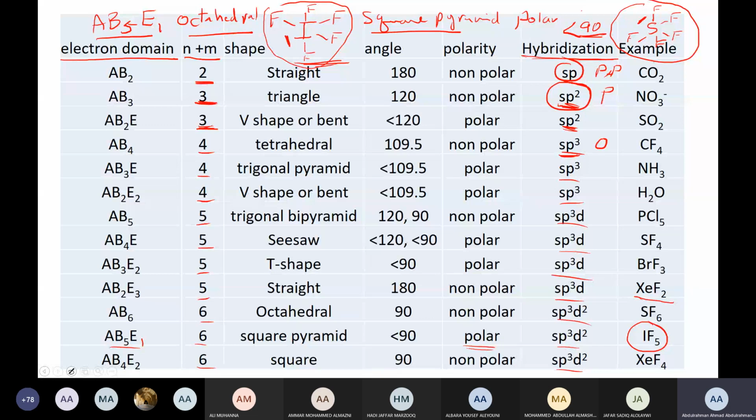Let me take this away. If you have sp hybridized orbitals, then you will have 2 p orbitals, each one free. If you have sp2 hybridized orbitals, then you'll have only 1 p orbital free. If you have sp3, no p orbital free. I hope this is clear.